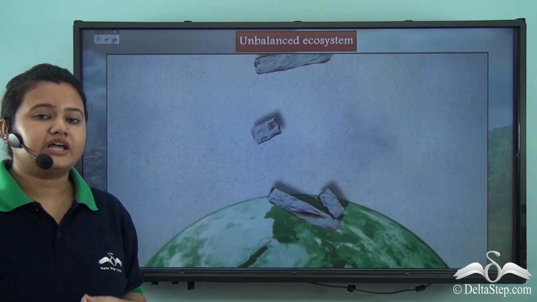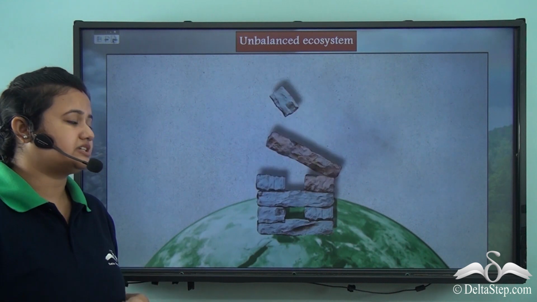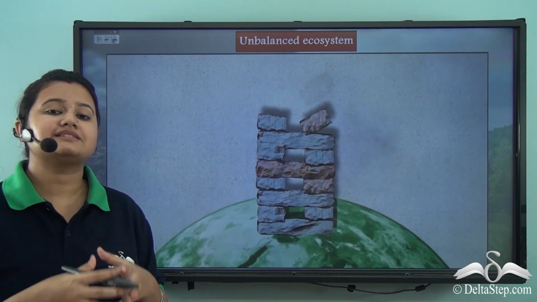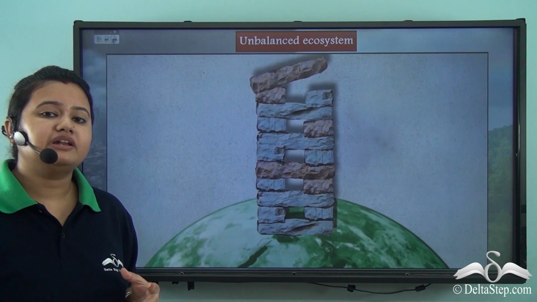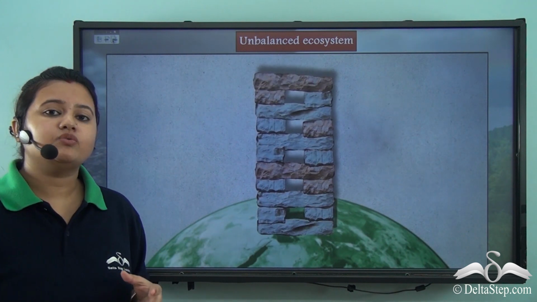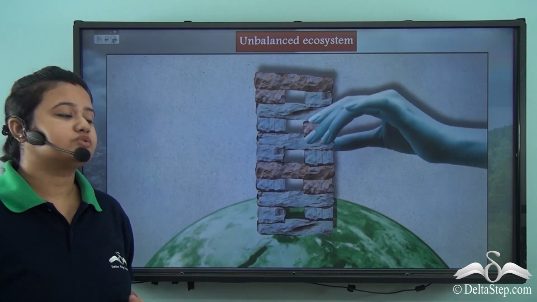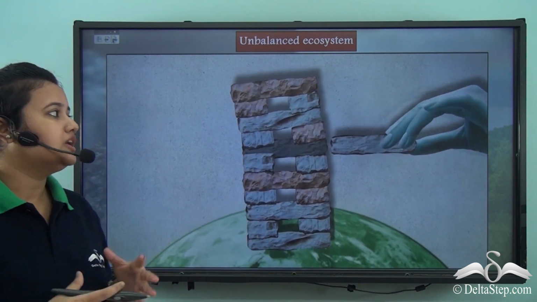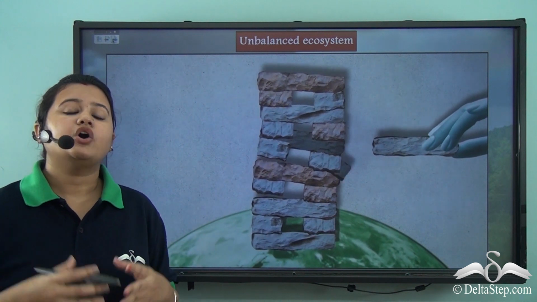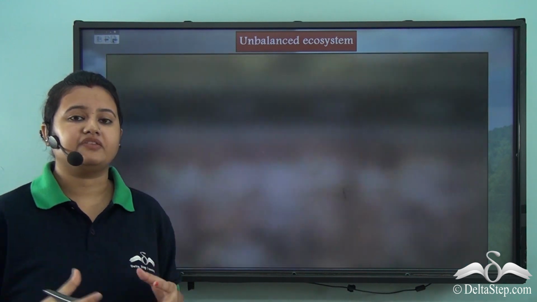Now, let me tell you that each component of an ecosystem like soil, air, water, plants, etc. are like the pillars of a building. So, if any one of these pillars is removed, then the entire ecosystem will collapse. So, now let us see how human activities are harming the environment.